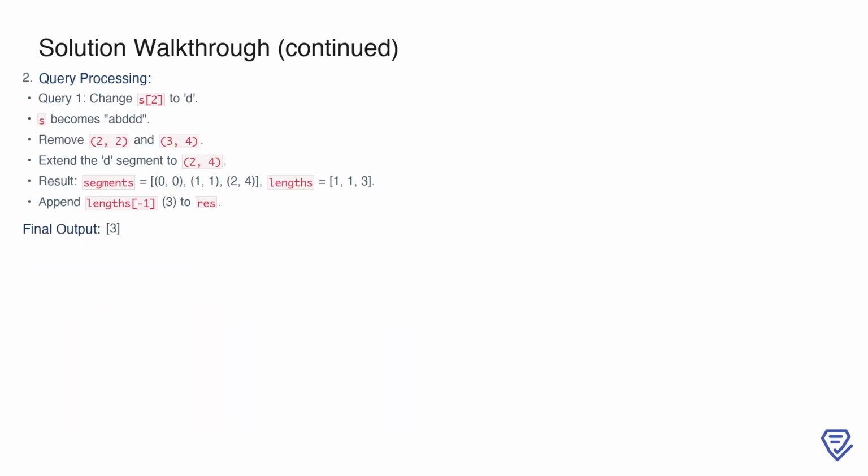For the query, we change the character at index 2 to D, resulting in the string S becoming ABDDD. To update our data structures, we first remove the segments (2, 2) and (3, 4) from segments and lengths, as the C at index 2 is replaced. The updated segment for the contiguous Ds now spans from index 2 to 4, so we add the segment (2, 4) back to segments. This gives segments as (0, 0), (1, 1), (2, 4), and lengths as 1, 1, 3. Finally, we append the largest value in lengths, which is 3, to the result. The final output for this example is 3.